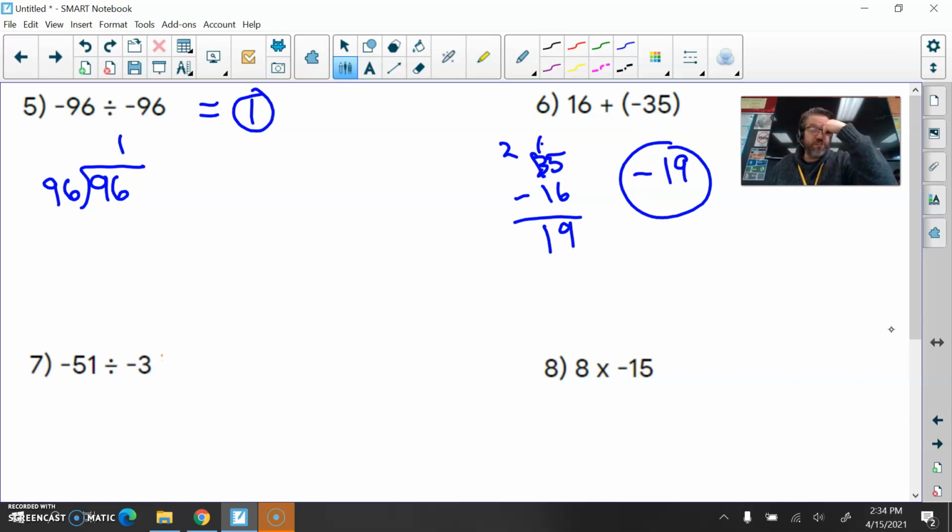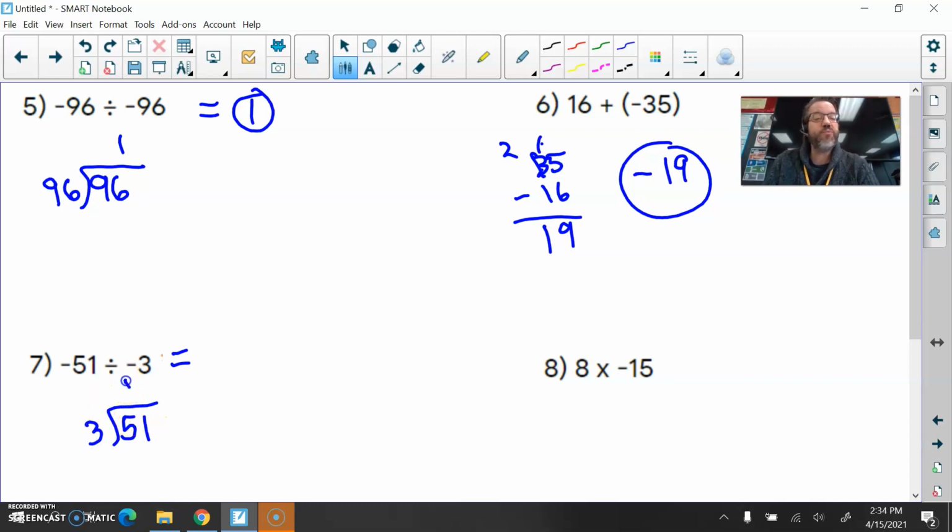Number 7, it's a division problem, negative 51 divided by negative 3. Remember, with multiplication and division, anytime you have a pair of negative signs, they'll cancel each other out. So we're going to get a positive answer here. These negatives will cancel out. All I really need to do here is just divide 51 by 3.